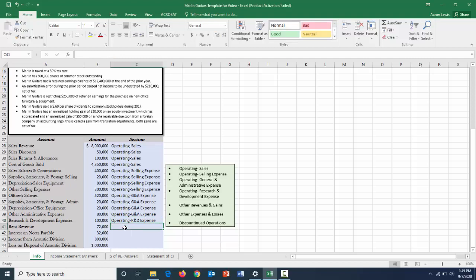Rent revenue. Again, we are guitar manufacturers and sellers, which means that we're not in the business of renting out property to other people. So since that's not part of our normal operations, that is going to go under other revenues and gains. Then we have interest on notes payable. And interest, even though lending is a typical thing of operations, is always going to get listed under your others. So that's going to go under other expenses and losses.